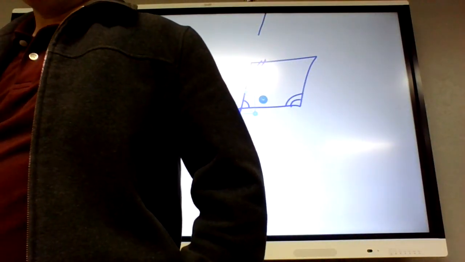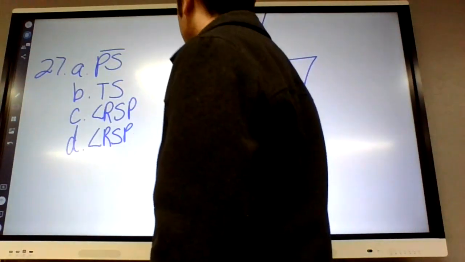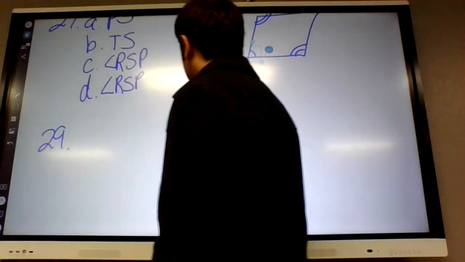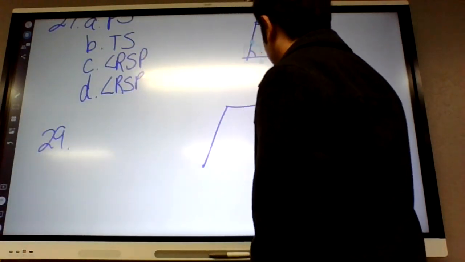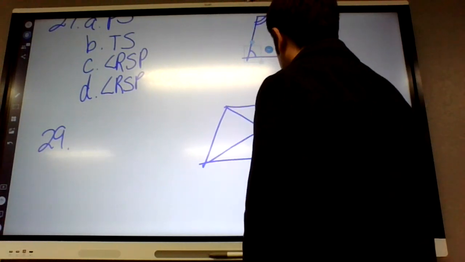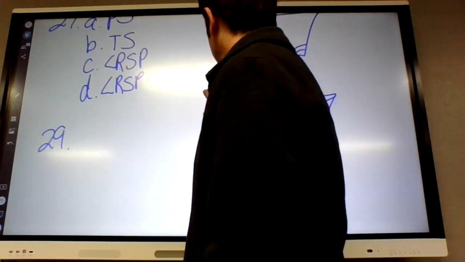Number 29. This one is a bit more challenging. We're on 29, and we're still supposed to be using the picture from the last problem. So it's QRSP.